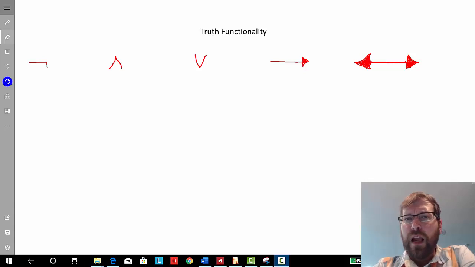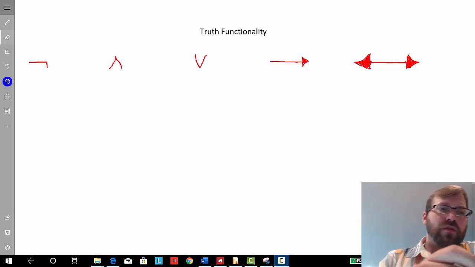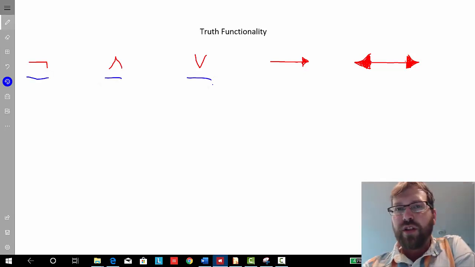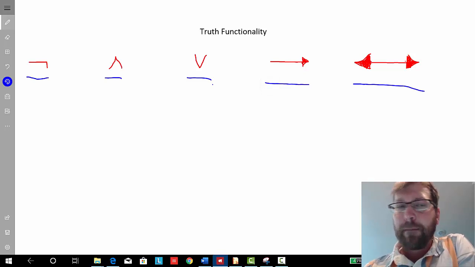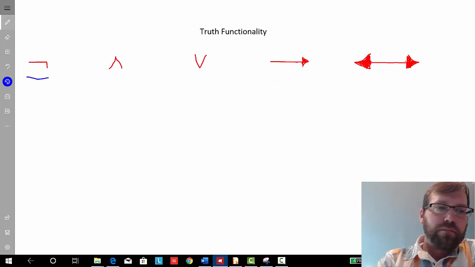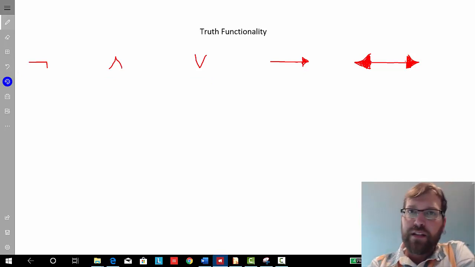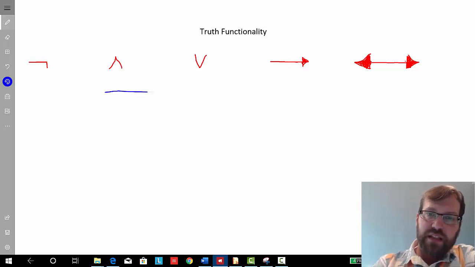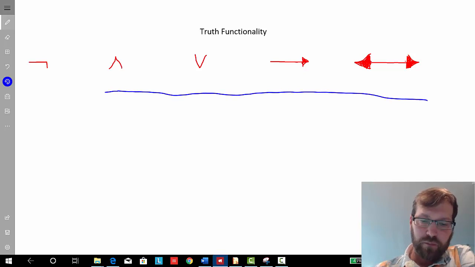All right, so as we move through the course, we're going to come across 5 logical connectives that are truth functional. We have the negation, conjunction, disjunction, material conditional, and biconditional. As logical connectives, what they do is they connect sentences together. At least these 4 do that.